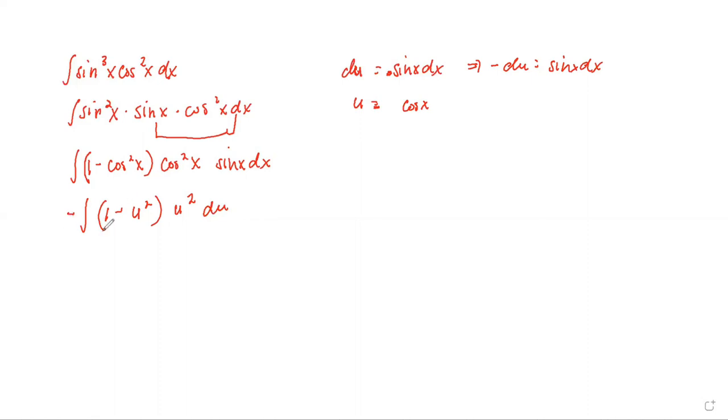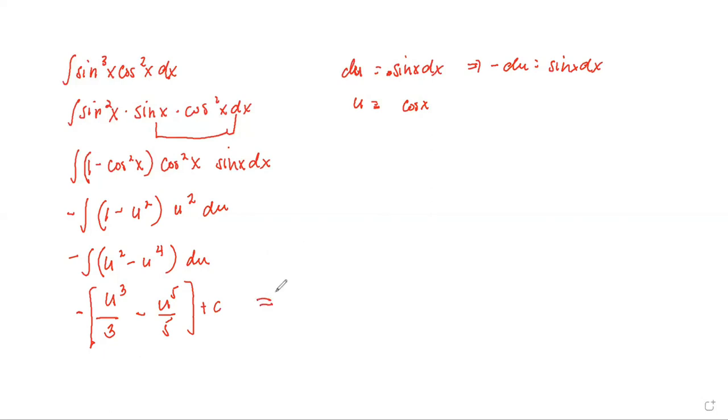Okay? Then afterwards, we will have here u squared minus u to the 4th du. And you have here the negative sa labas. Okay, by power rule, we will just have here u cubed over 3. Right, we still have the negative there. You have here minus u to the 5th over 5. Right? And what is your u? Your u is equal to cosine x.